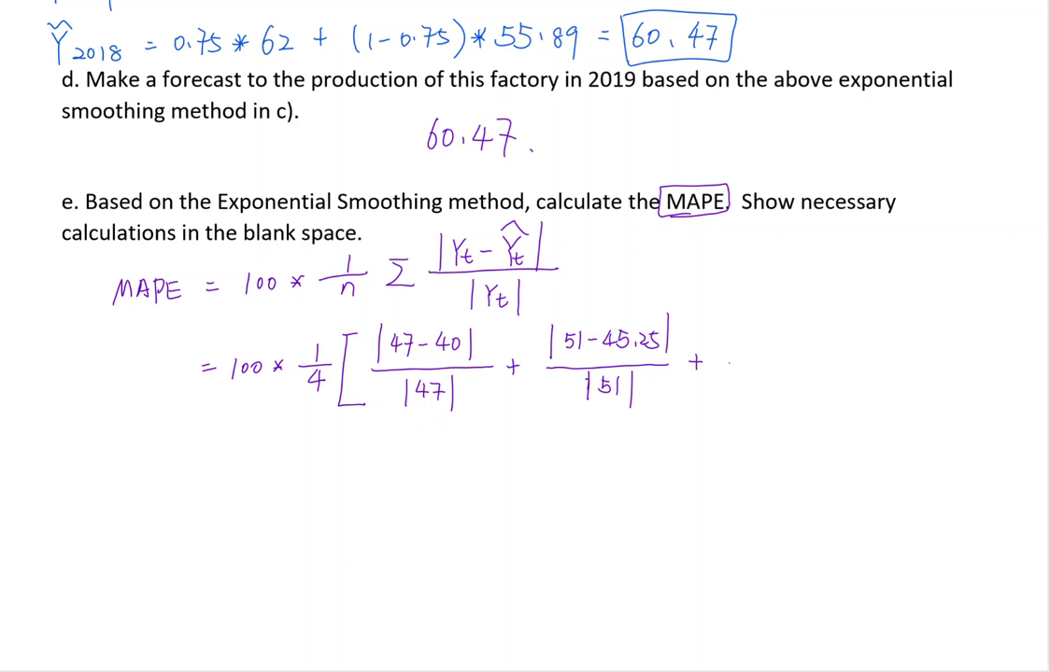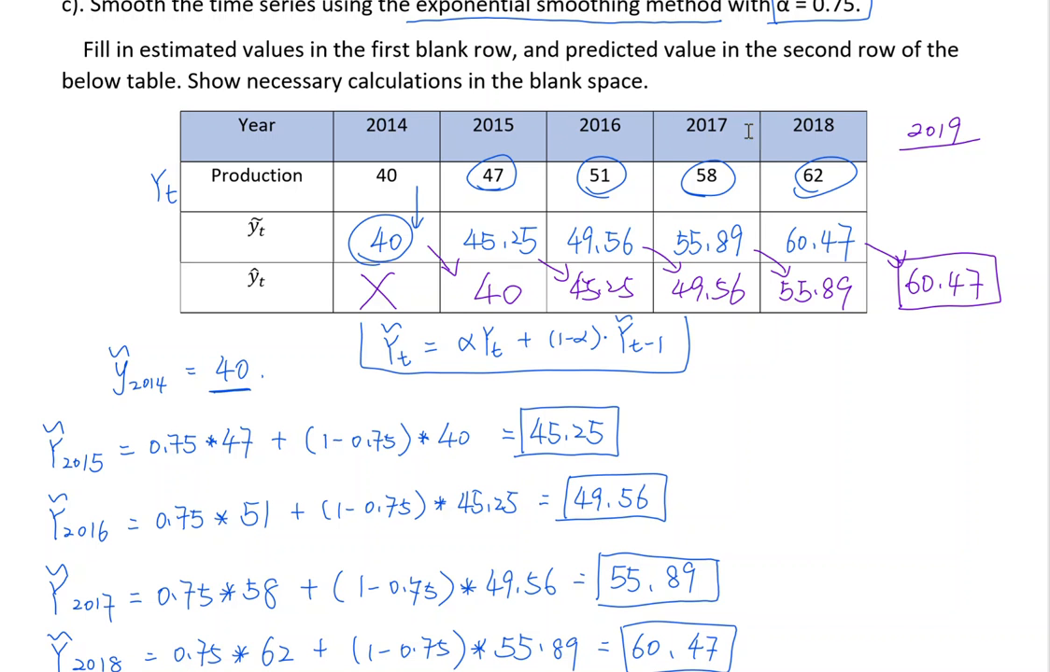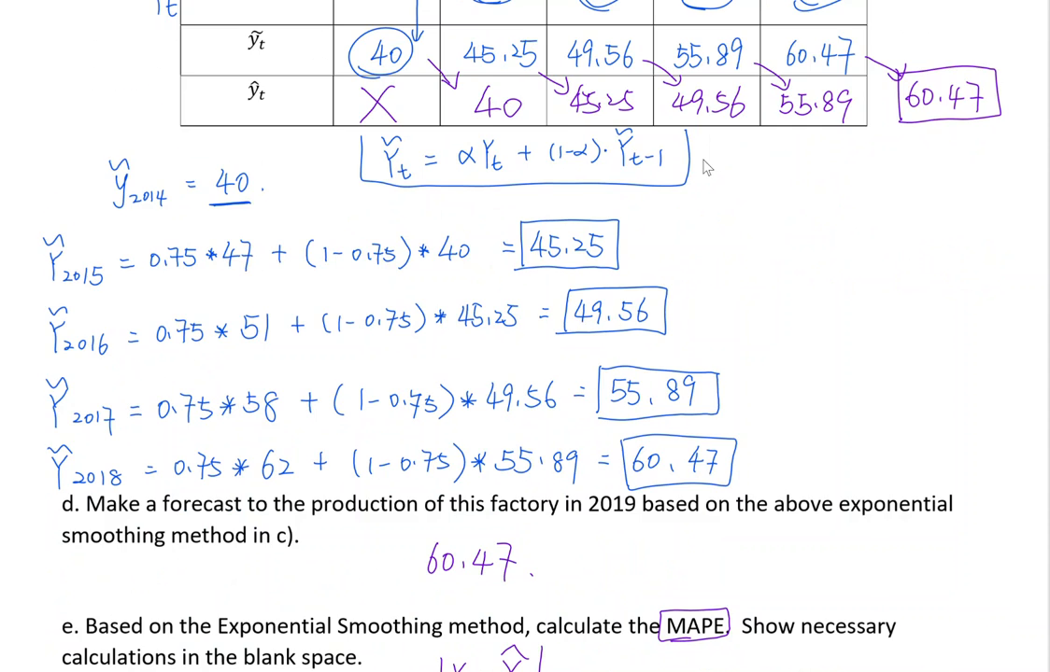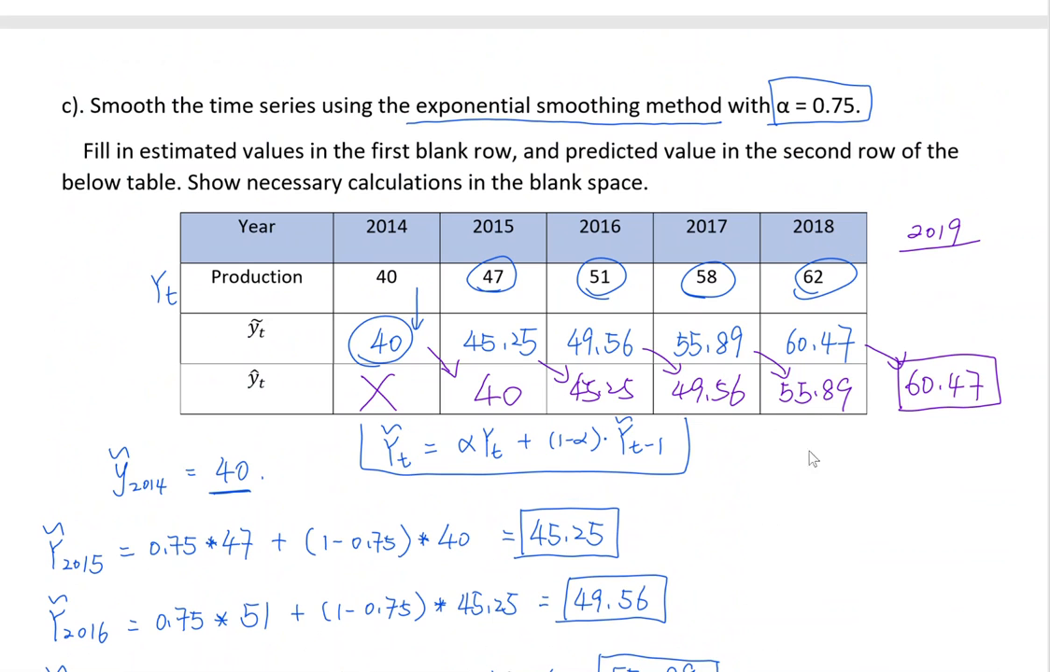The next pair is for 2017, so it will be 58 minus 49.56 divided by the absolute value of 58. And then we have one more term, which is for 2018, so we have 62 minus 55.89 divided by 62.